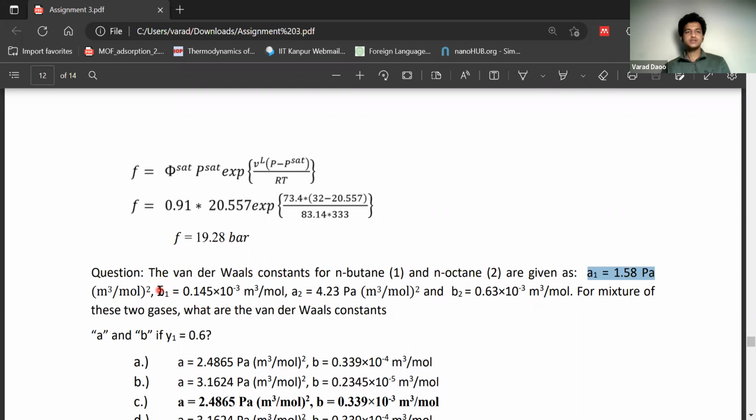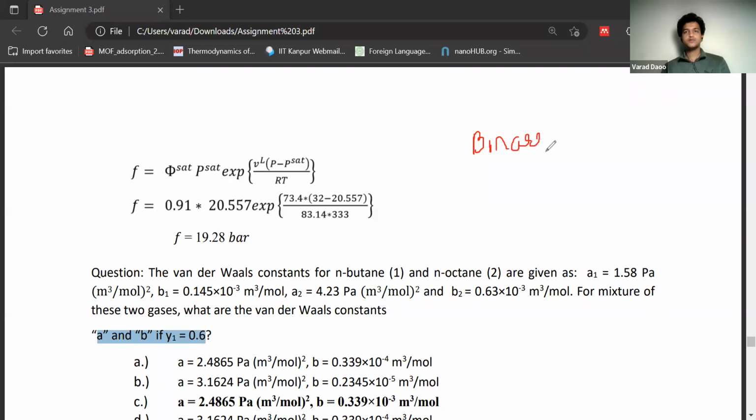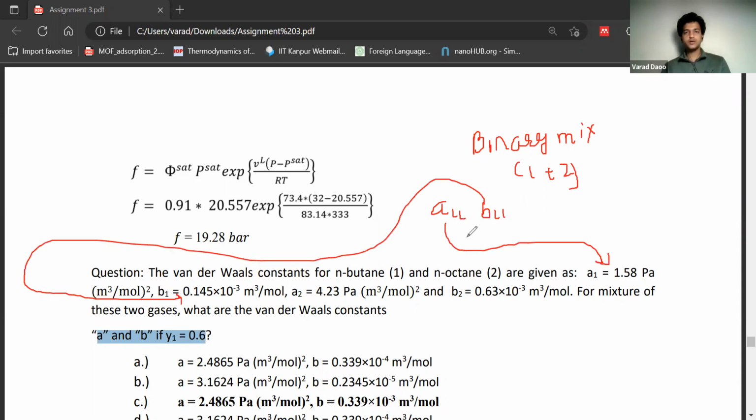A1 has been given as this, B1 has been given as this, A2 has been given as this, and B2 has been given as this. And for a mixture of these two gases, what are the van der Waals constants A and B? So we are given a binary mixture of 1 and 2, with A11 and B11 given, and A22 and B22 given.